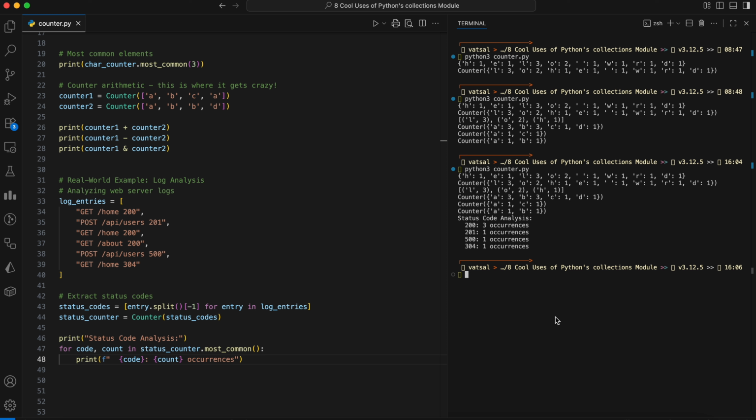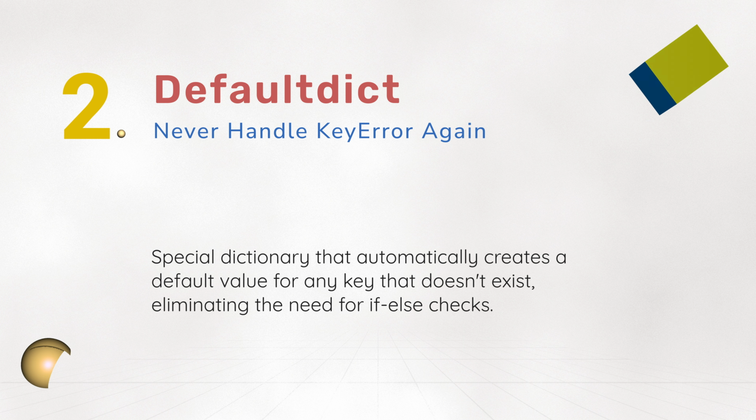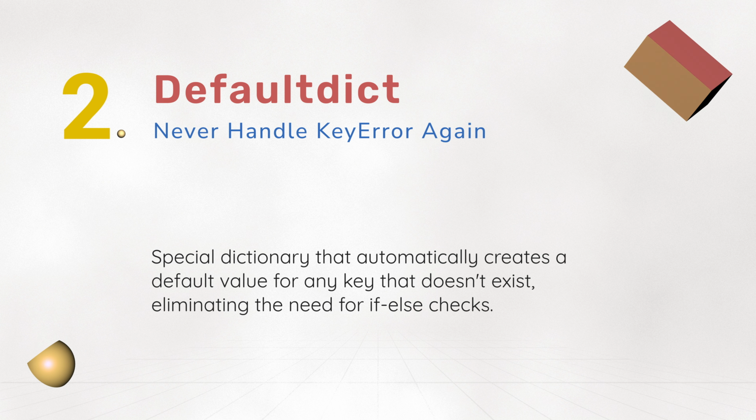This provides a clear, concise summary of the most common responses from the server. This is incredibly useful for data analysis, log processing, and anywhere you need to count occurrences. Next is defaultdict. It is a special dictionary that automatically creates a default value for any key that doesn't exist, eliminating the need for if-else checks.